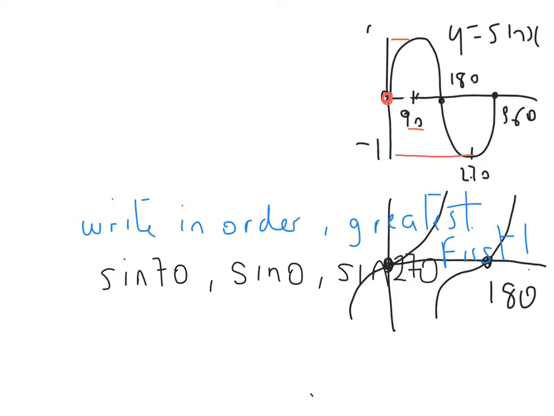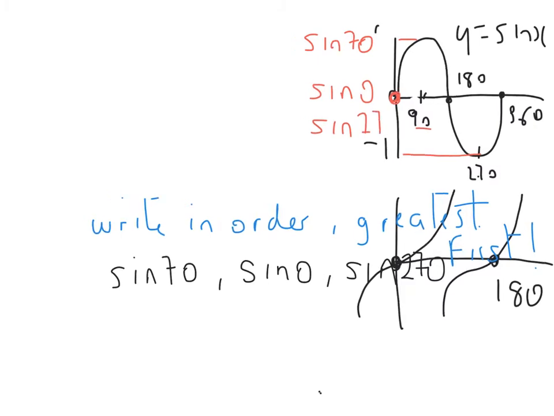So we can see that the highest one up, the greatest value is definitely sine 70, so we'd write that one first. Then it's sine 0, and then it's sine 270. So that would be first, second, and third.